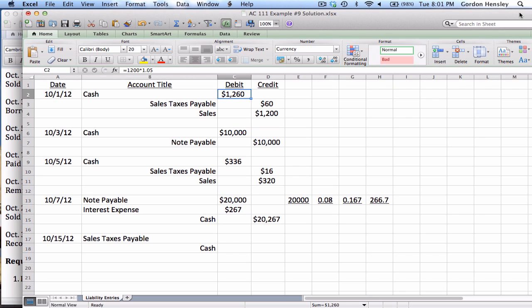Well, for the first half of the month, I had a sale on the 1st where I collected $60. Then I had a sale on the 15th where I collected $16. So far for the first half of the month, I've collected $76 in state sales tax. So that is how much I will remit to the state.